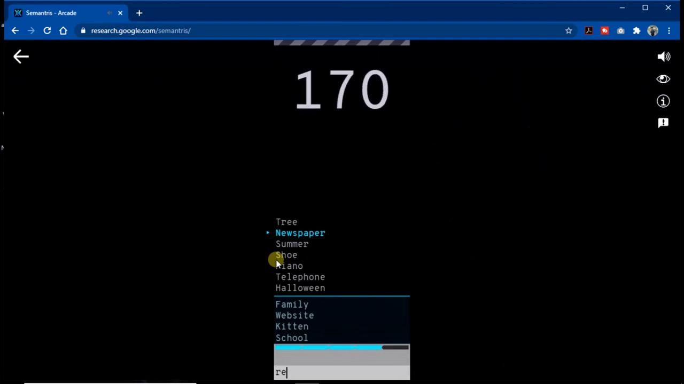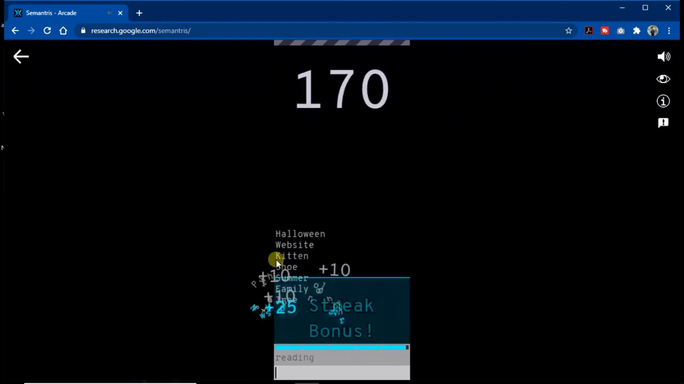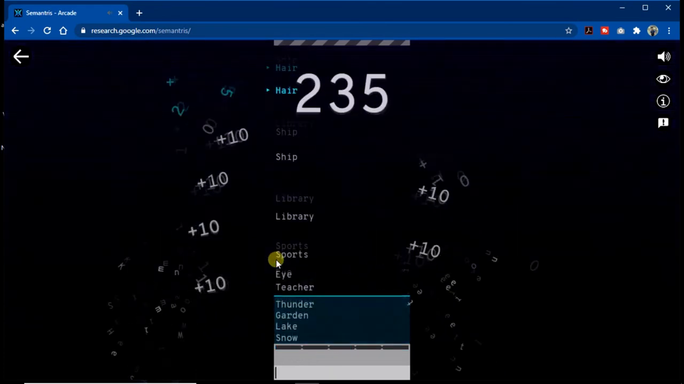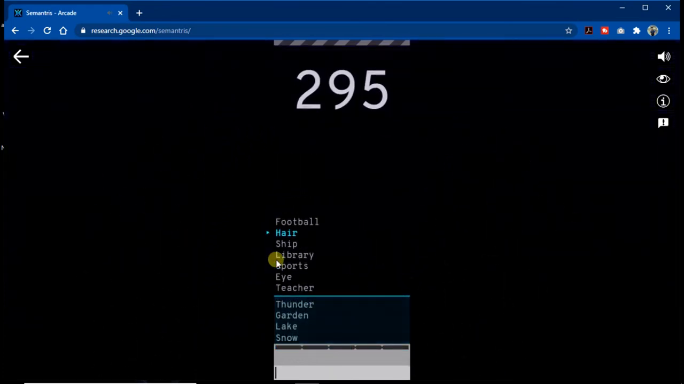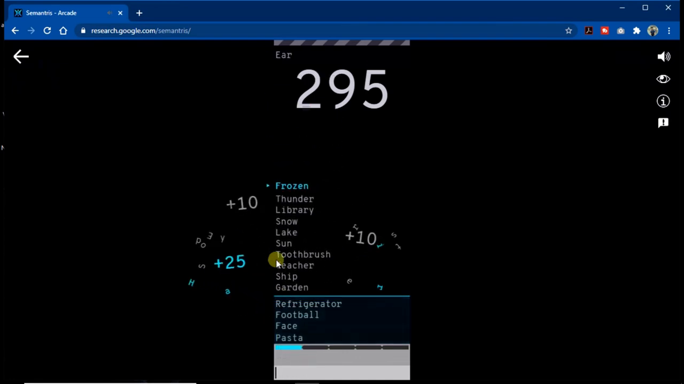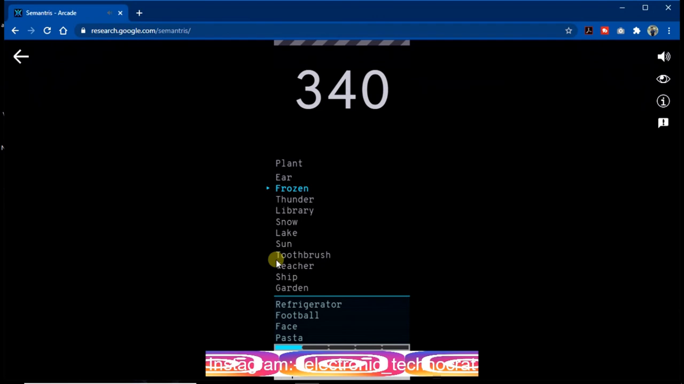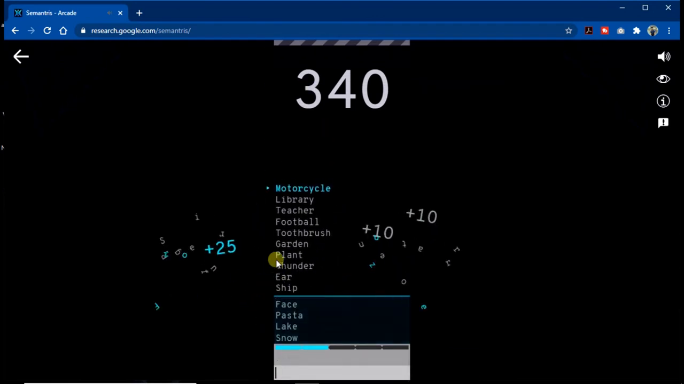Newspaper. Reading. Okay, I'm going to read the newspaper. Sorry, reading. Okay, we got a streak bonus. That's good. So we have found the word, what we can say, reading, with many of the words. So those words that are associated with reading are eliminated. So we got extra points. This is how it works. Hair, okay, hair comes with cutting. There's no time to waste here. Frozen is ice. That's correct.